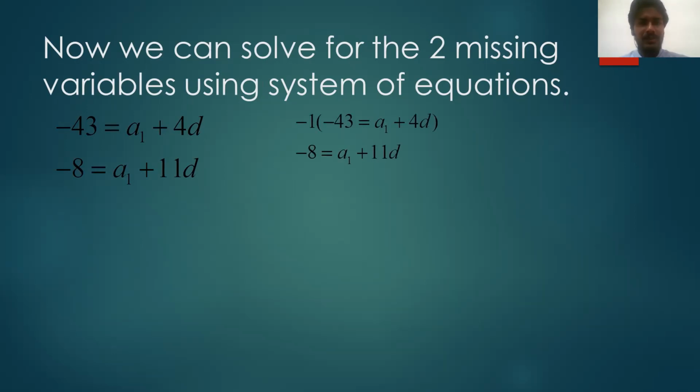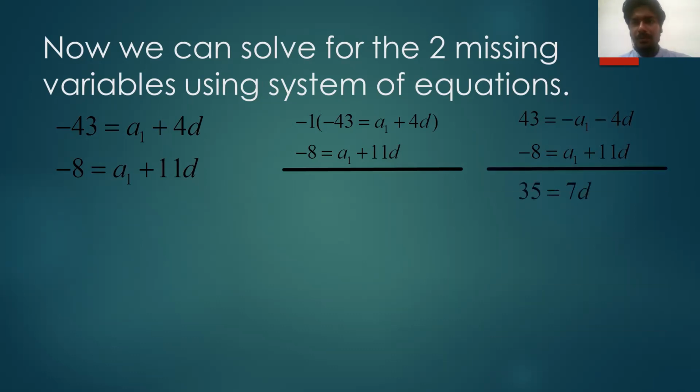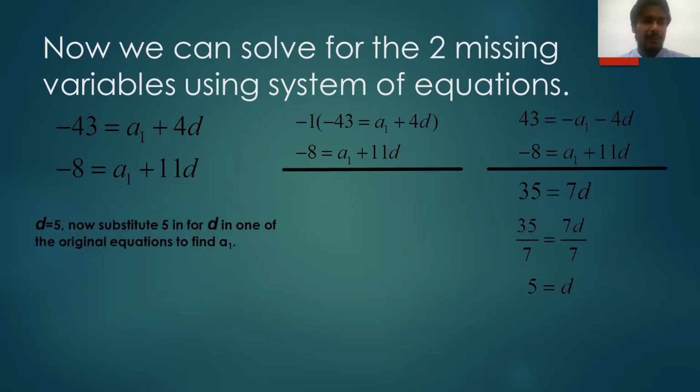In the simplified equations, we multiply the first equation by minus 1: 43 is equal to minus a_1 minus 4d, and the second equation is minus 8 is equal to a_1 plus 11d. Simplifying the equation, we got 35 is equal to 7d. In both terms we divide by 7, so 35 divided by 7 is 5. So the common difference d is equal to 5.